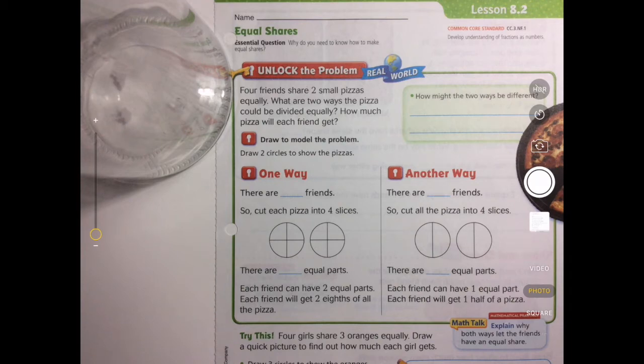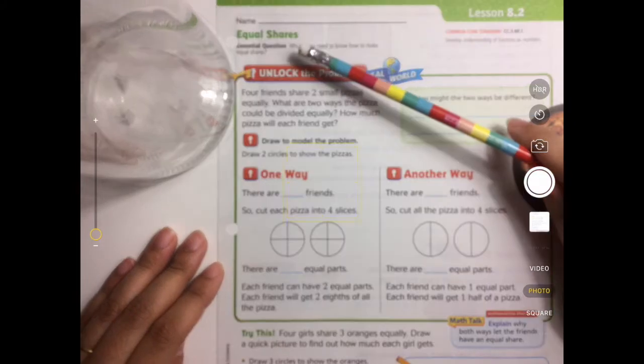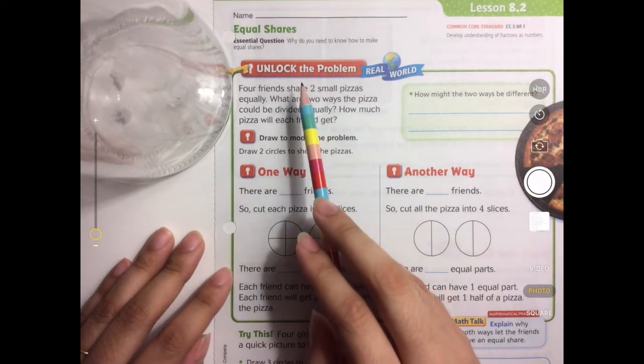All right, class. So we are ready to start our lesson 8.2. We're continuing talking about fractions. This time we're going to talk about equal shares. So let's read Unlock the Problem.